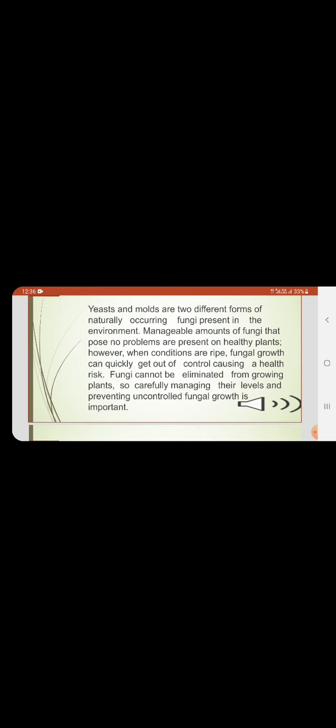Manageable amounts of fungi that pose no problems are present on healthy plants. However, when conditions are ripe, fungal growth can quickly get out of control, causing a health risk. Fungi cannot be eliminated from growing plants, so carefully managing their level and preventing uncontrolled fungal growth is important.